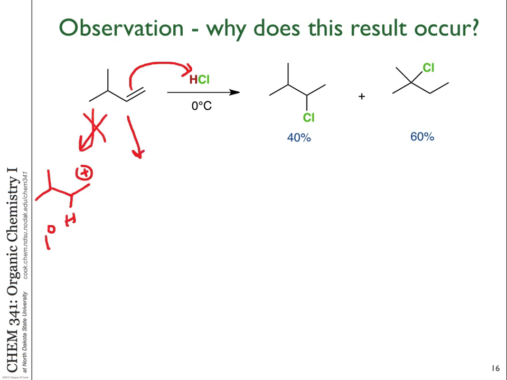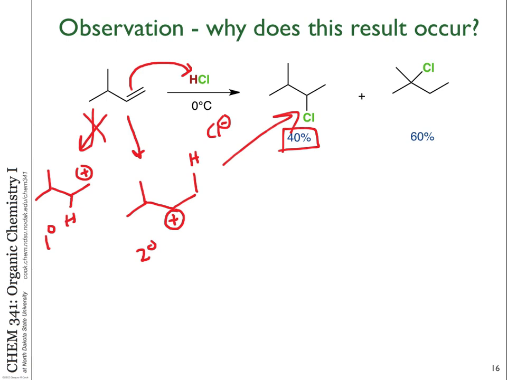Alternatively, that hydrogen could end up on the end carbon. So I'll just draw the hydrogen here. That's the hydrogen that added from HCl, leaving the plus charge now on the secondary carbon, right? And if the chloride that is formed by deprotonation adds to that plus charge, you end up with this product which is 40% yield.